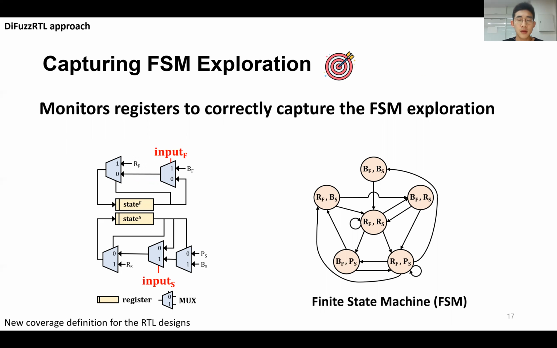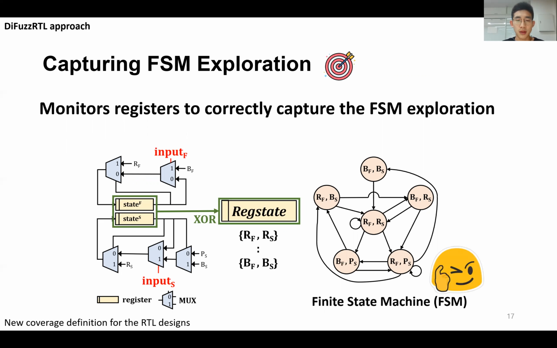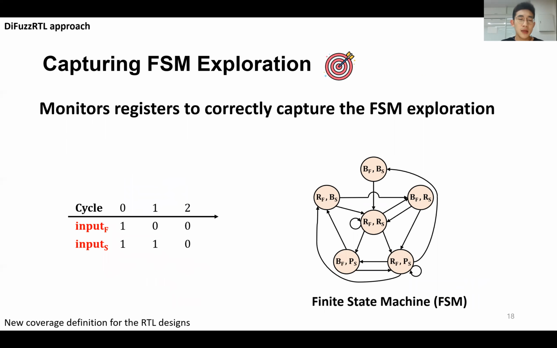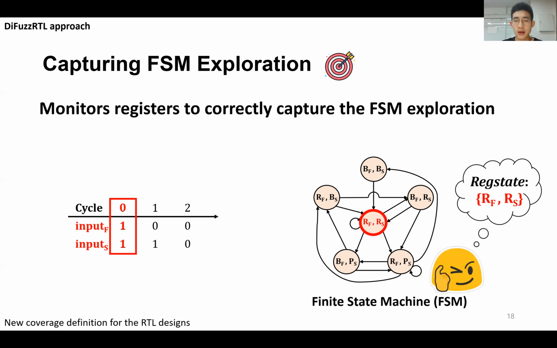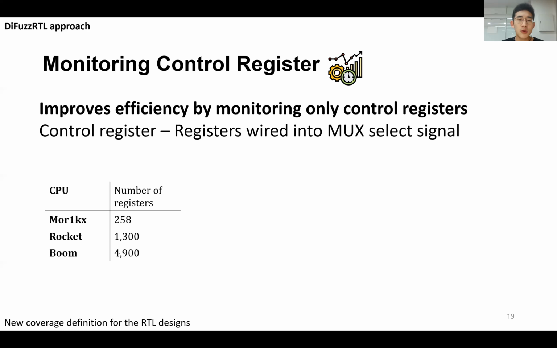Given a circuit like this, we add one more register called leg state to monitor all the registers. Thus, the leg state represents the finite state every cycle. For example, if the 3-cycle input is given like this, for the first cycle, leg state represents RF-RS, and second, BF-PS, and so on. But it is almost impossible to monitor all the registers in the design because CPUs have a huge number of registers. For example, with the 3 designs we fuzzed, the number of registers ranges from 200 to 5,000.